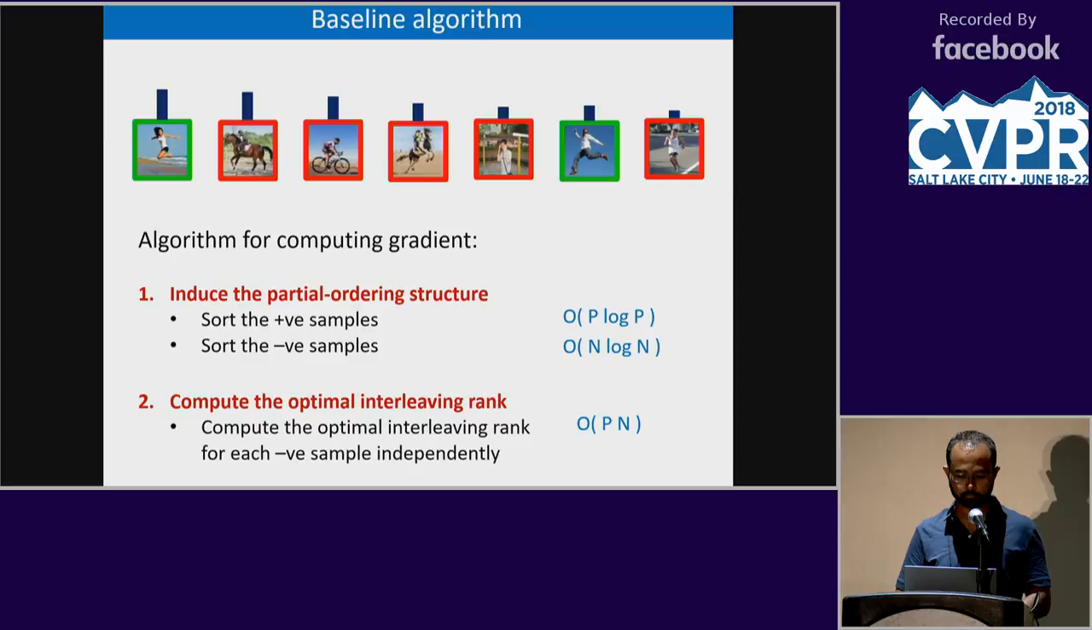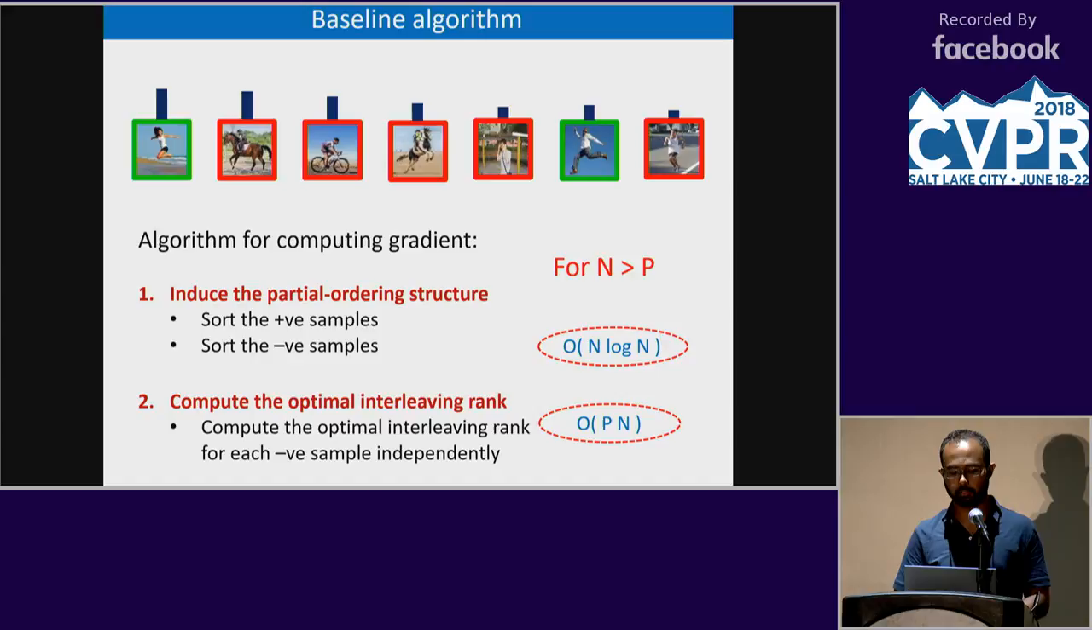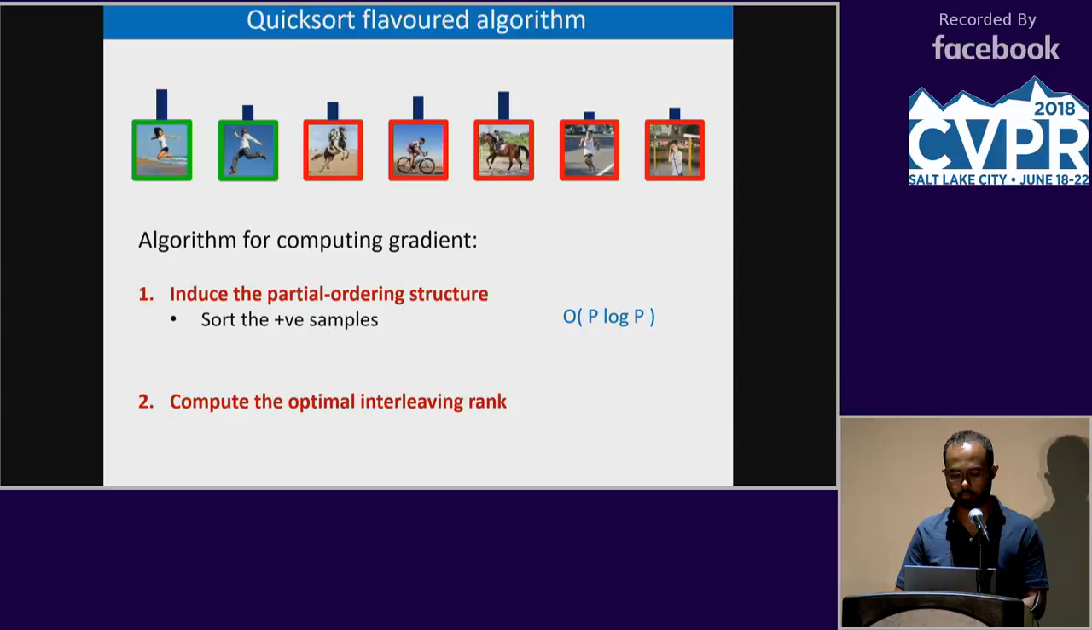For most real-world data sets, though, the number of negative samples would be greater than the positives. So the overall complexity now becomes of the order of N log N plus PN for this algorithm. However, the thing to note is that the partial ordering structure doesn't demand the complete sorting of the positive or the negative samples. So we are essentially doing a lot of wasteful computation here, which we try to tackle by still sorting the positive samples completely because it's not the computational bottleneck.